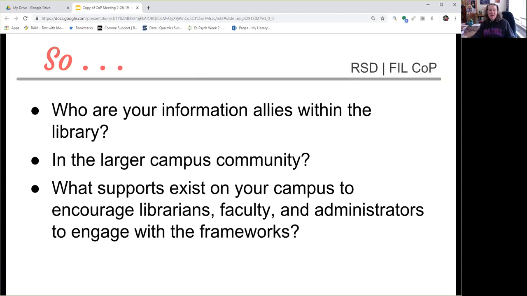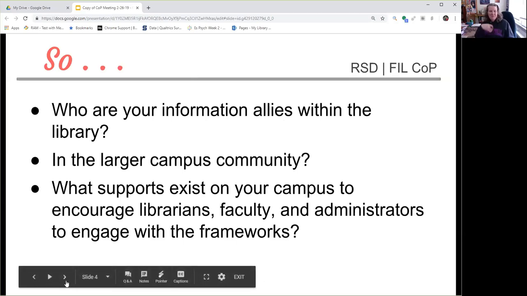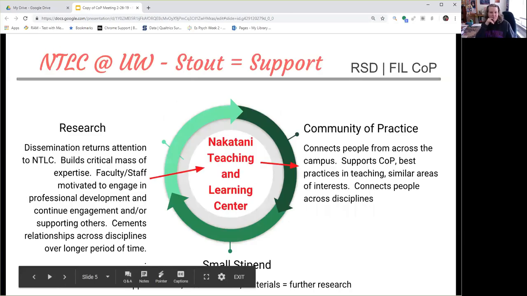Can I ask a stupid question? Sure. What would that look like? We may have it, and I might just not recognize it because I don't know what it looks like. I can take you to what's happening here at Stout, for example. Yeah, that's a good question.